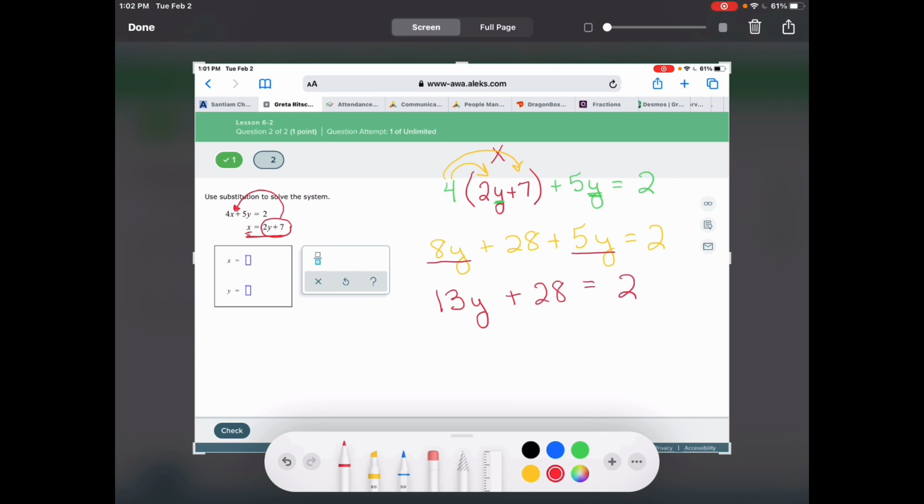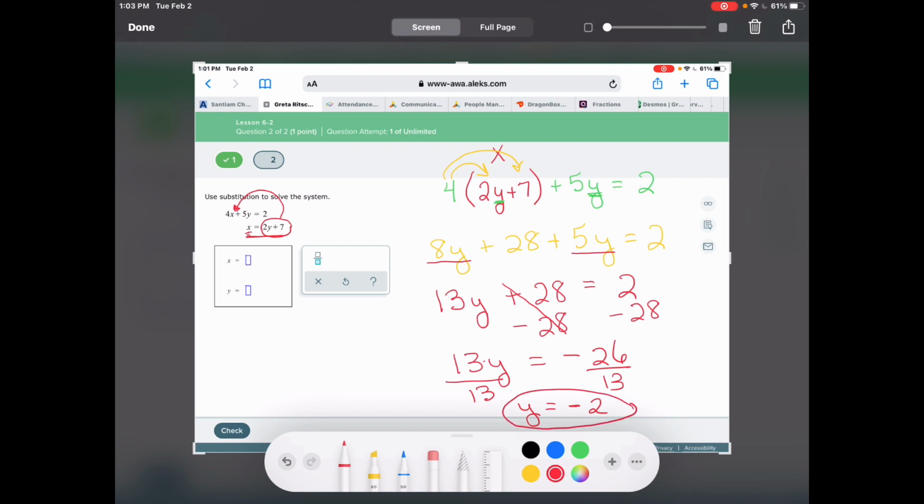And I want to get y by itself. So let's start out here by subtracting the plus 28 to get it on the other side. I have 13y equals 2 minus 28, which is going to be a negative 26. And then because that is multiplication, I'm going to divide by 13. y equals a negative 2. Negative 26 divided by 13 is negative 2. And that is half of what I need to know.